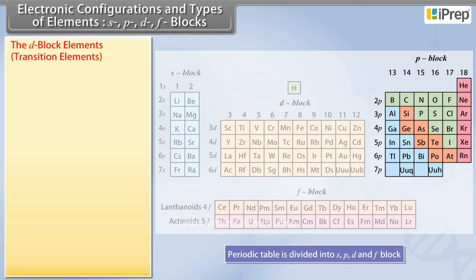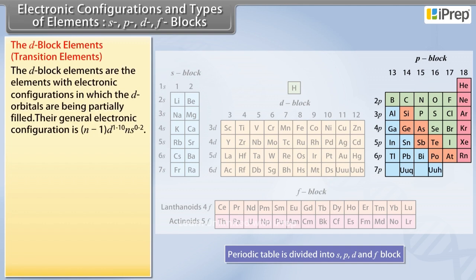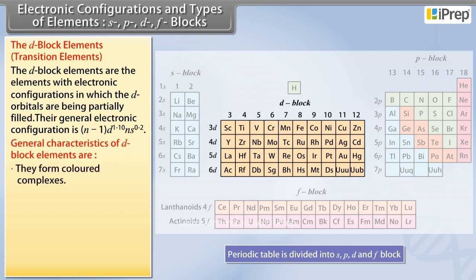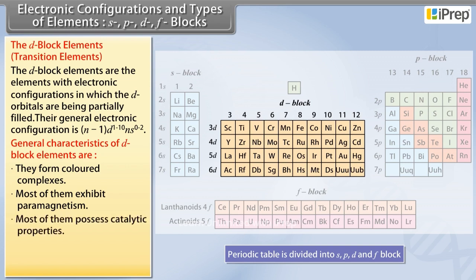The D block elements, transition elements. The D block elements are the elements with electronic configurations in which the d orbitals are being partially filled. Their general electronic configuration is (n-1)d1-10 ns1-2. General characteristics of D block elements are: they form colored complexes. Most of them exhibit paramagnetism. Most of them possess catalytic properties. They form alloys. For example, brass is an alloy of copper and zinc.